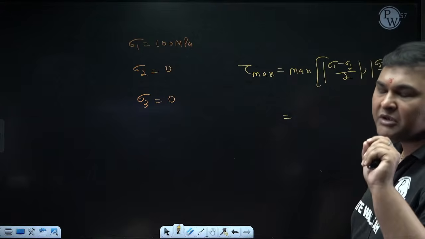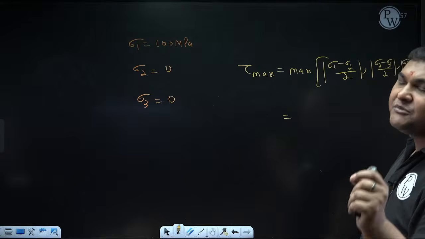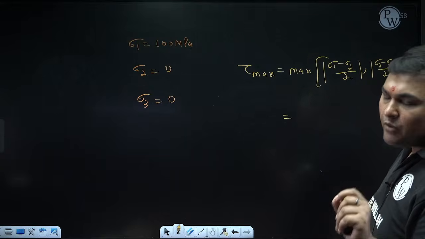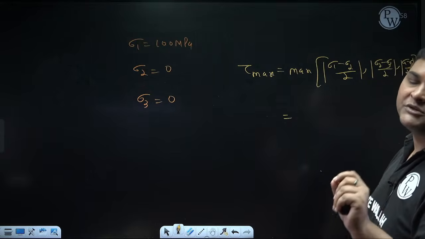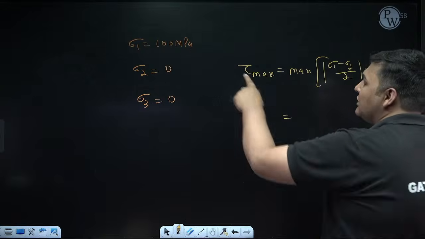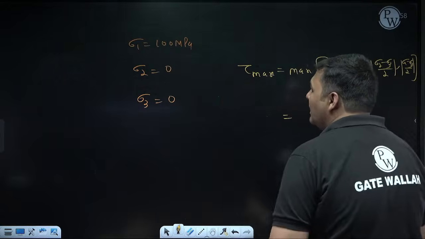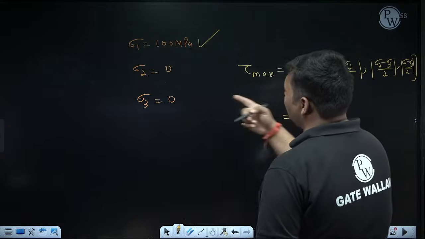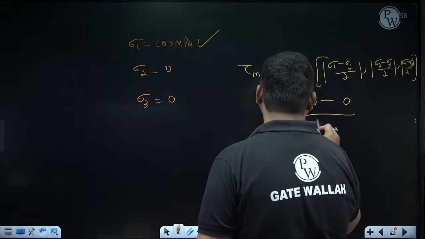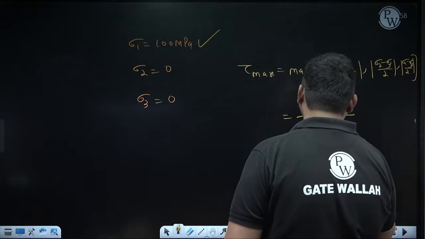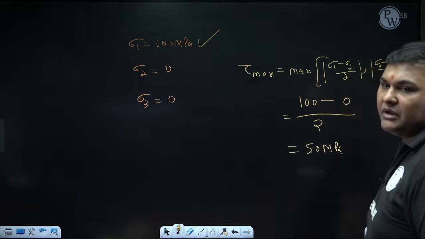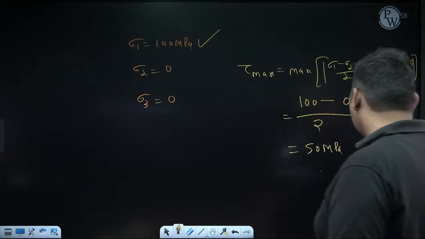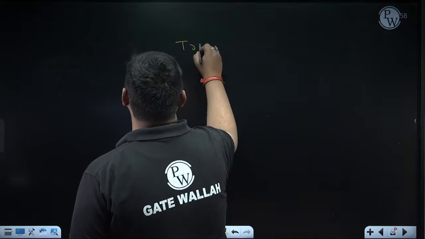Mathematically maximum is by including sign, and which is mathematically minimum. Then tau max will be sigma mathematically maximum minus minimum divided by 2. If all values are positive, because here positive and only 0 is coming, then the magnitude which is more with plus will be mathematically maximum 100, minus definitely here 0 will be mathematically minimum, divided by 2. So how much maximum shear stress is coming? 50 megapascal.